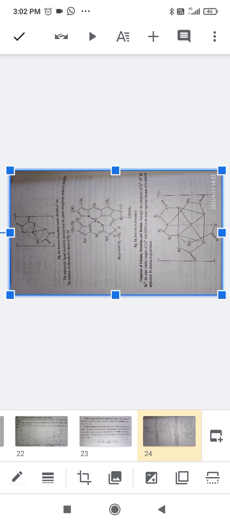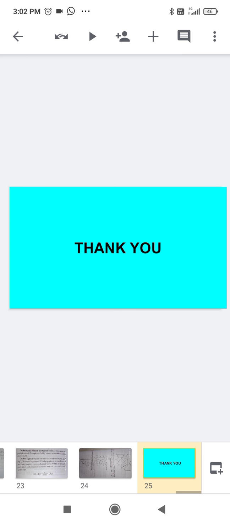Ligands are classified as monodentate if they donate one pair of electrons towards the metal ion, bidentate if they donate two pairs of electrons towards the central metal ion, and so on: tridentate and polydentate. EDTA donates many pairs, more than four pairs, of electrons towards the central metal ion. So this is regarding complexes of alkali metals and alkaline earth metals. Thank you.